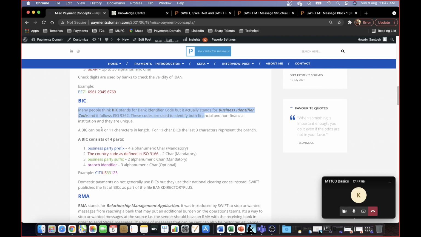The BIC can be 11 or 8 characters in length. The 8-character BIC generally represents the home branch or main branch, and the last 3 characters represent the specific branch. If the last 3 characters are XXX, then it represents the home branch. So if you mention just the 8-character BIC, it's enough. The last 3 characters are optional. I'll post the link to this as well in here.